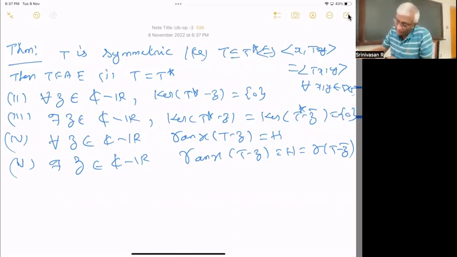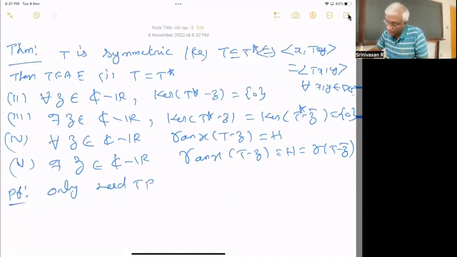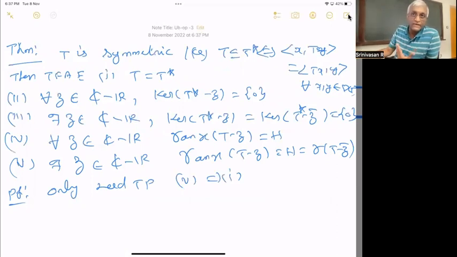So we have already proved 1 implies 2, 2 implies 4. Of course, for the same Z, the same proof occurs: 2 implies 4, 3 implies 5. The same proof will work. We are only left with proving 5 implies 1. We already know that T is a symmetric operator. We have to prove it is self-adjoint.